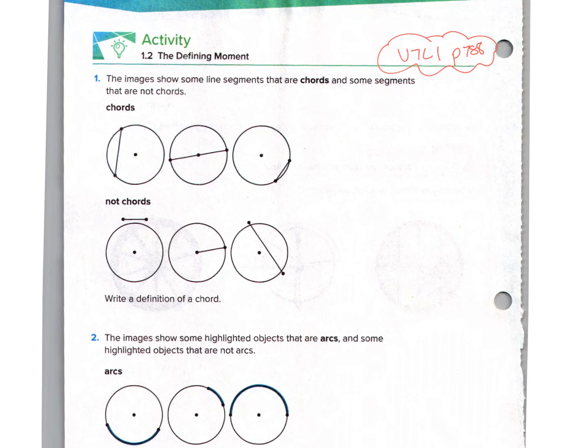In number 1, we're talking about chords. Chords are special segments that have their endpoints on the circle. So these first 3 pictures are all examples of chords.